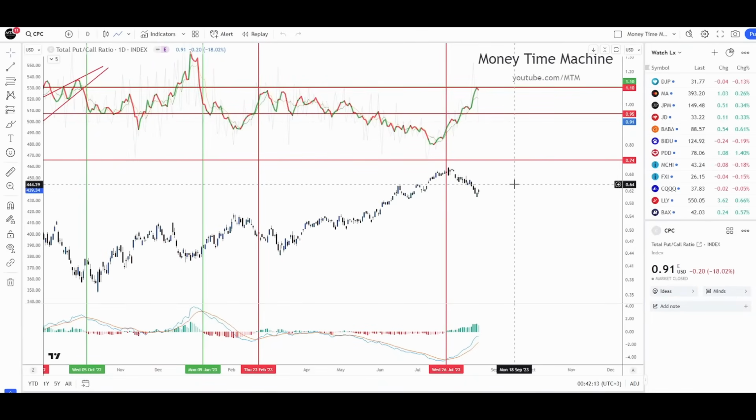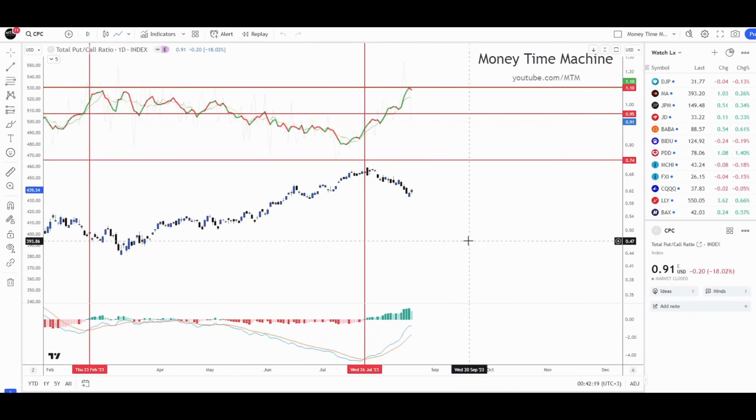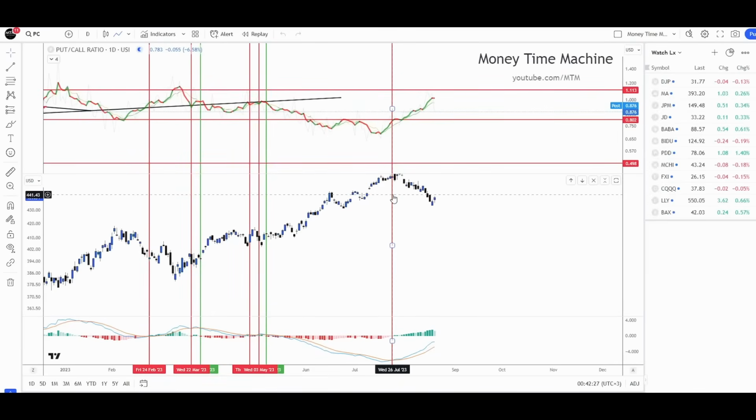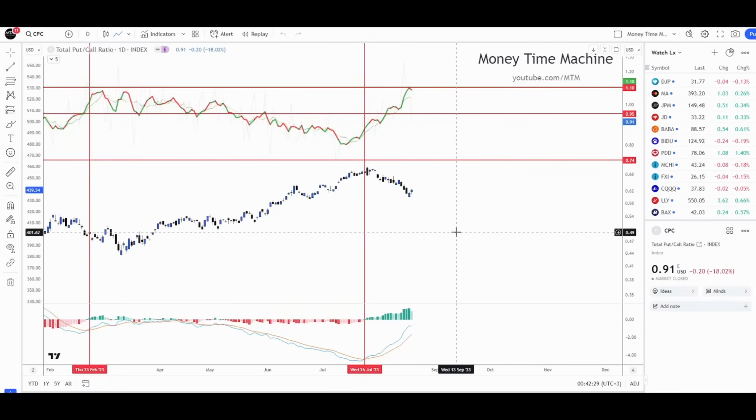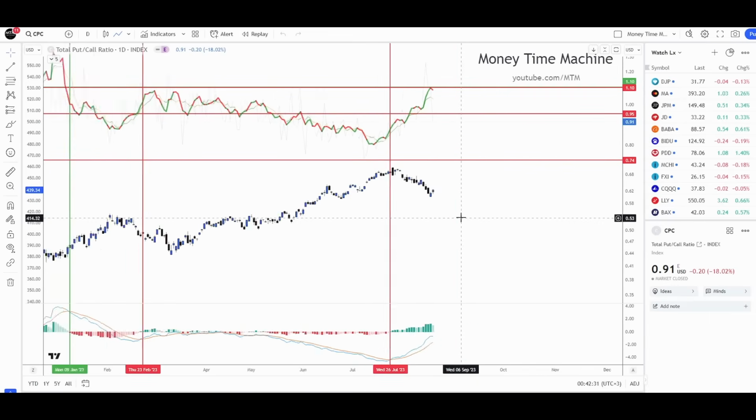Let's take a look at the CPC and the PC, the Money Time Machine put to call ratio, buy and sell signal. We had a sell signal on both of these, the CPC and the PC, on July the 26th. The S&P ended up topping exactly a day later. Okay, so what happens next? What are we looking for?